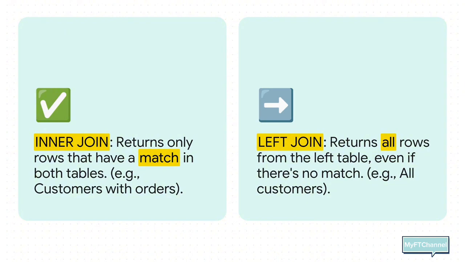Now, there are really two main types of joins you're going to use 99% of the time. An inner join only gives you results where there's a match in both tables, so customers who have definitely placed an order. A left join is different. It gives you all the records from the first or left table, even if they don't have a match in the second one. This is perfect for finding all of our customers, including the ones who haven't ordered anything yet.